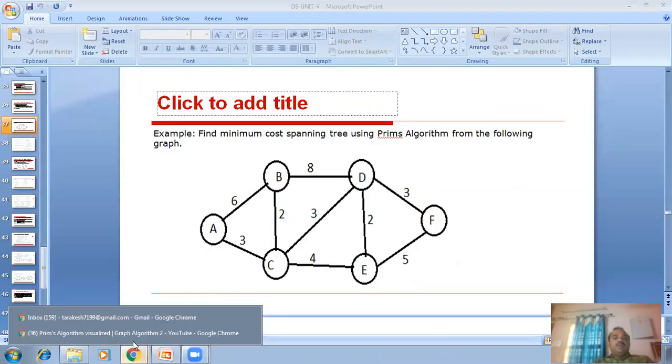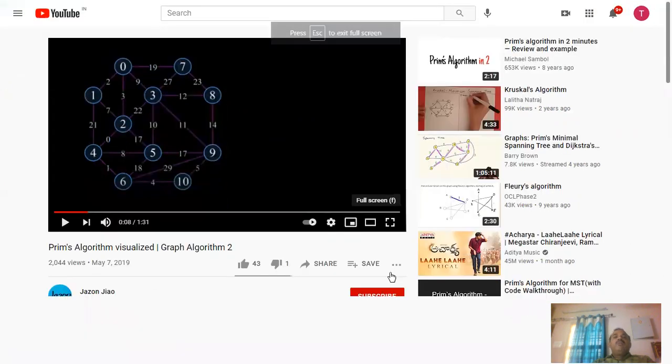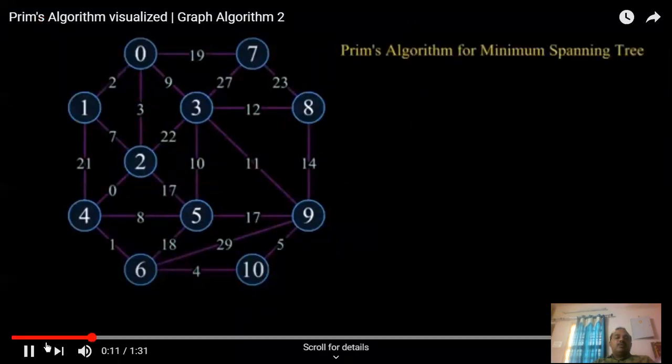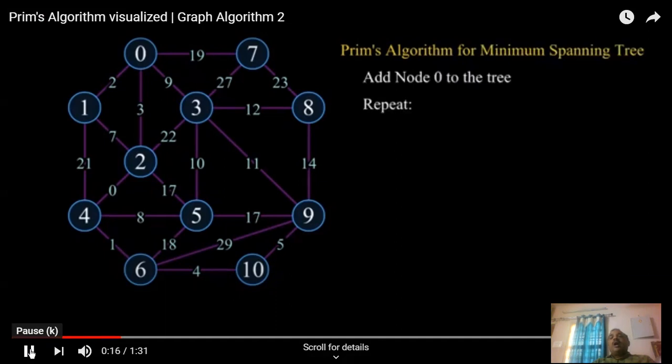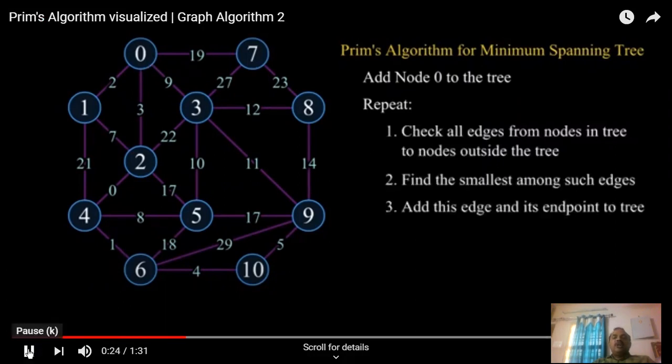I will show the animation, all of you. Please listen carefully. This is the graph. I want to find the minimum cost spanning tree from this graph using Prim's algorithm. First, add node 0 to the tree. This is the 0 node. Next, this is the algorithm.